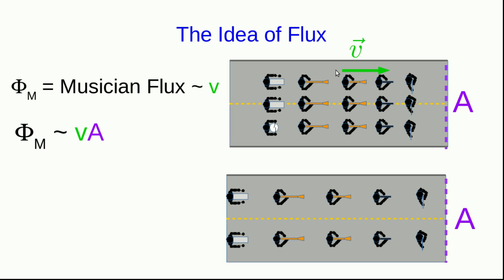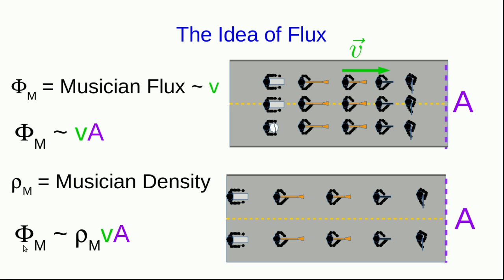Here's a group of musicians who are walking quite close together, and here's a different group who are walking farther apart. And they're both walking through archways of the same area. And if they're walking with the same speed, then you can see that there will be more musicians per unit time walking through the archway in this group than in this group. And so the musician flux must also depend on the musician density, how many musicians per square meter there are. And so overall, the musician flux must be proportional to the musician density, the speed that they're marching at, and the area of the archway that they're marching through.